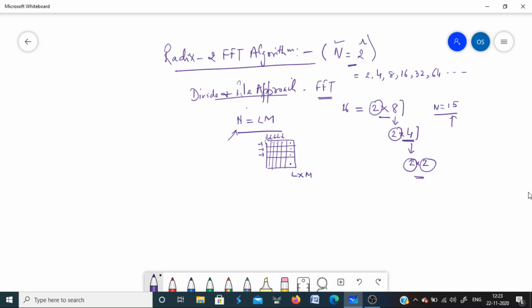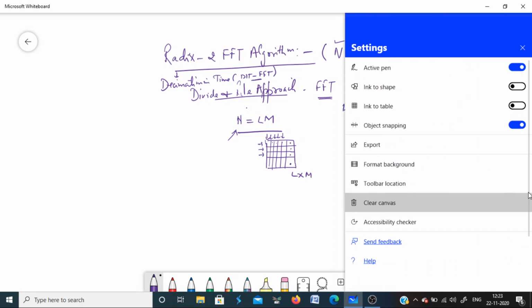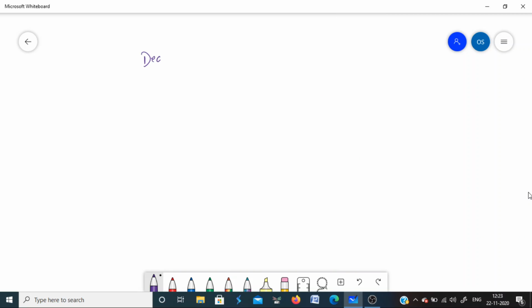In the Radix-2 there are again two algorithms. One is called decimation in time, which we call DIT FFT, and the other is decimation in frequency. We will discuss this algorithm first: decimation in time, DIT, Radix-2 FFT.